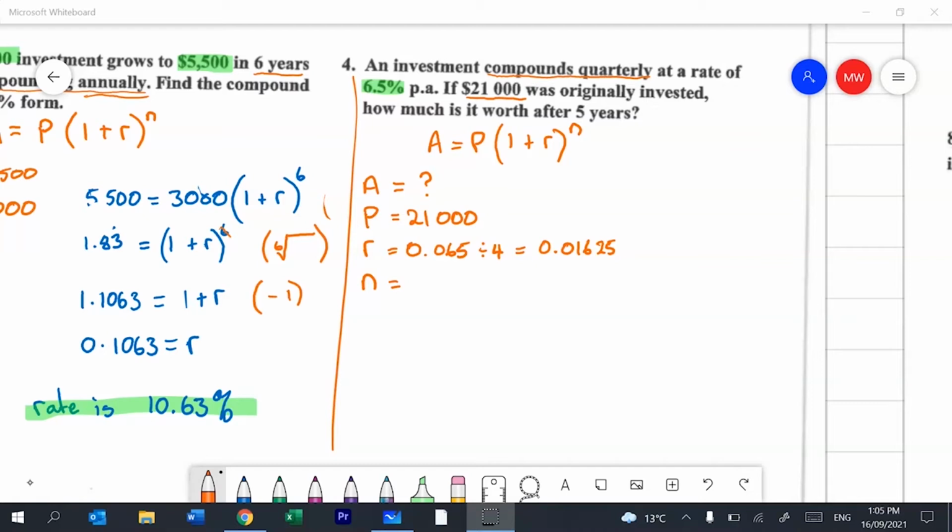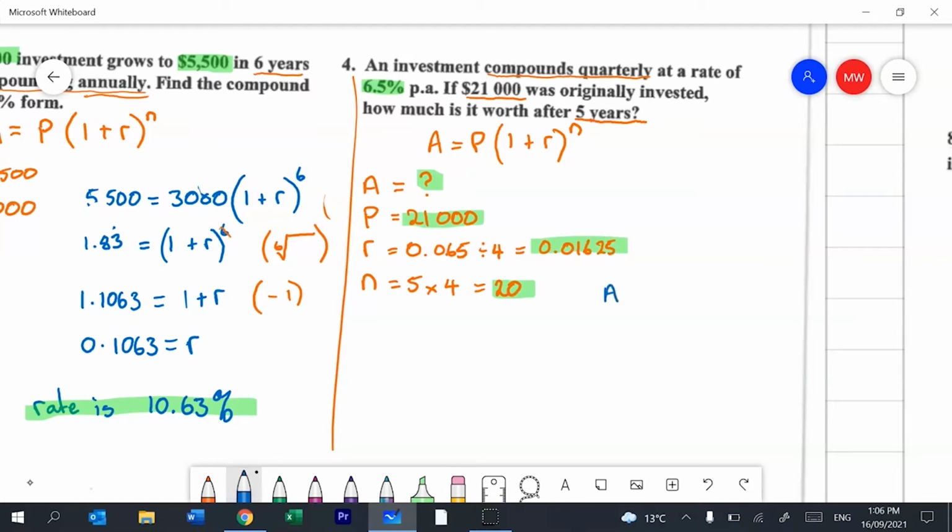And similarly, our number of compounding units is slightly different because it also compounds quarterly. So it occurs over 5 years, but we actually have to do 5 times 4 because in the 5 years, it compounds 4 times each of those years. So our end value in this equation is actually going to be 20. So the numbers that we're working with are these, and I'm trying to find what A is. So let's have a go.